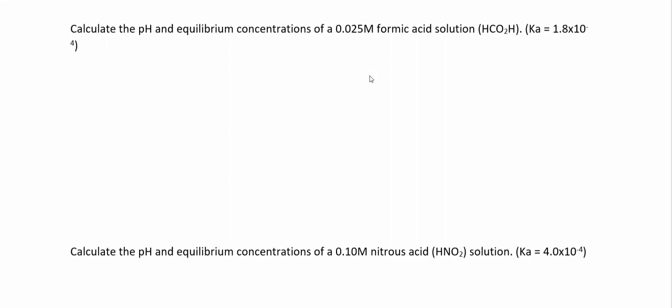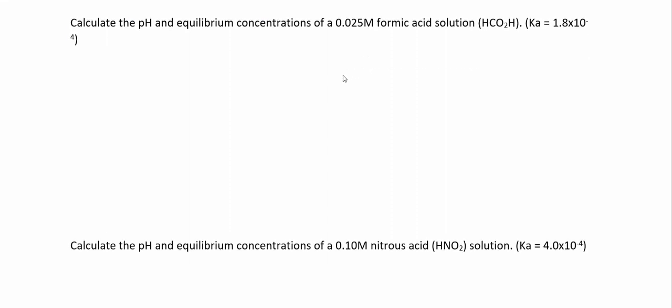Calculate the pH and the equilibrium concentrations of a 0.025 molar formic acid solution. The chemical formula of formic acid is given here, and what this is to show you is that one of these hydrogen atoms is acidic. So we can use just the generic HA is going to decompose into H+ and A-.